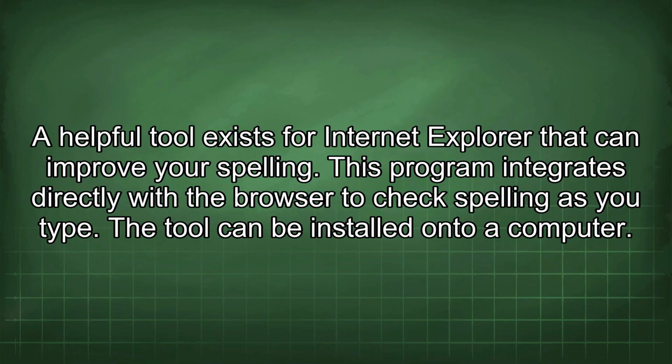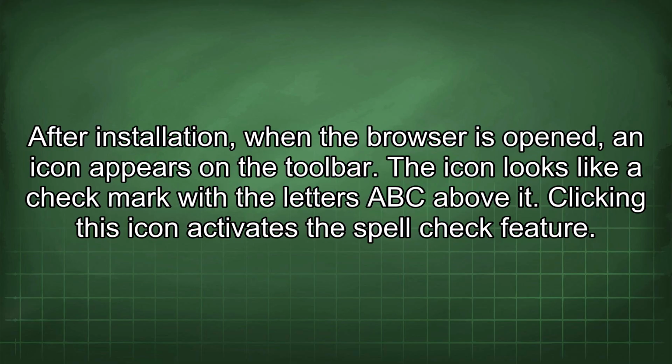A helpful tool exists for Internet Explorer that can improve your spelling. This program integrates directly with the browser to check spelling as you type. The tool can be installed onto a computer. After installation, when the browser is opened, an icon appears on the toolbar. The icon looks like a check mark with the letters ABC above it. Clicking this icon activates the spell check feature.